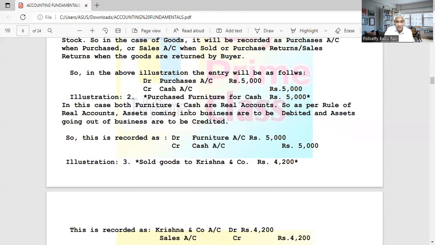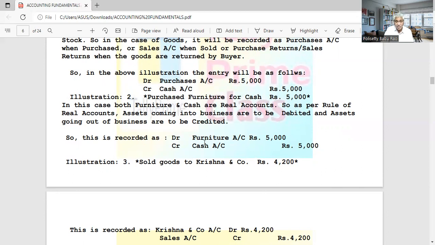and an asset going out is to be credited. And here, purchases is not goods. We are not purchasing goods. That is why we have to write it in that asset account. So it is recorded as debit furniture account and credit cash account. Understand? So here we are not writing purchase account.